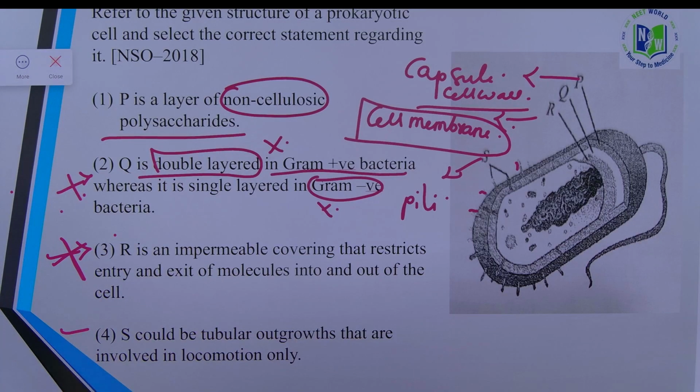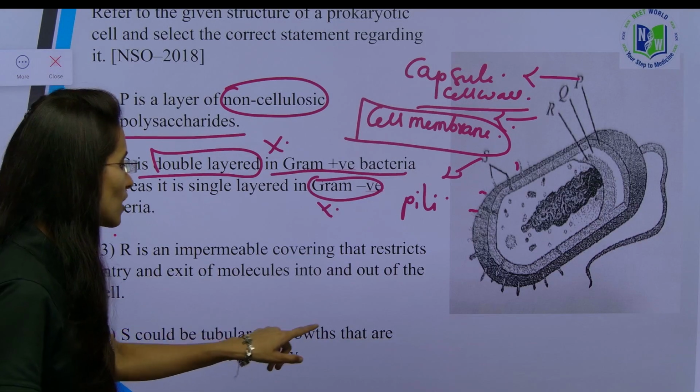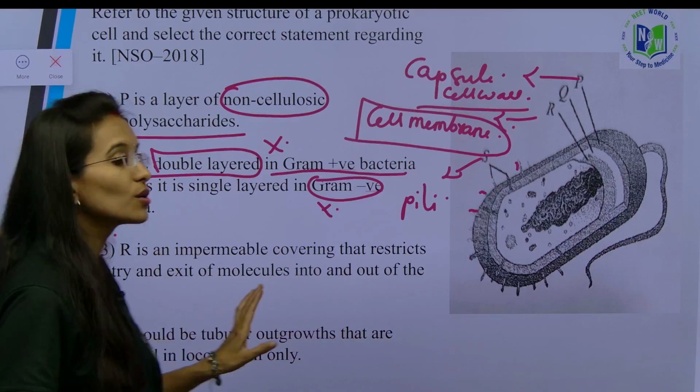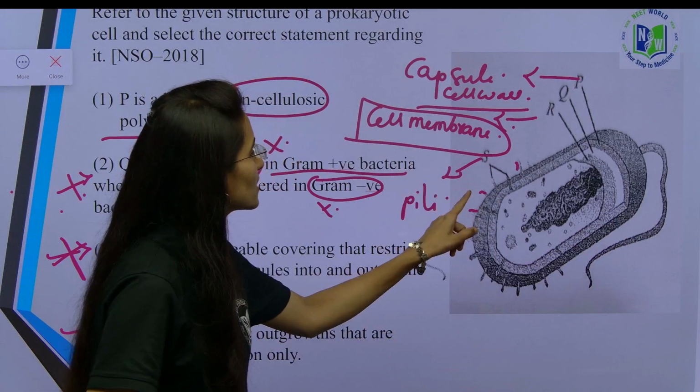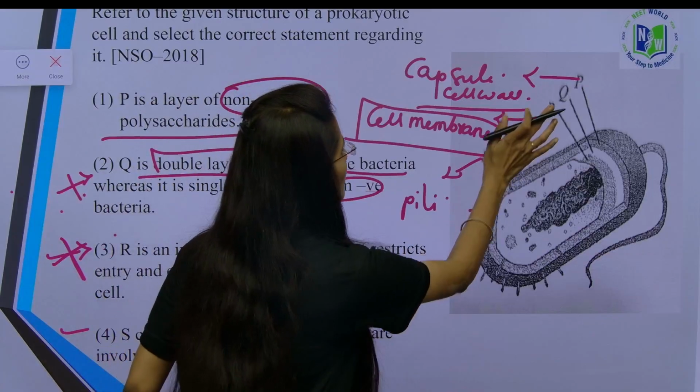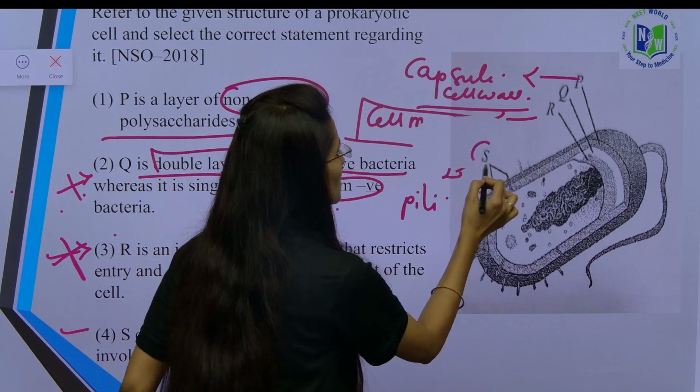And next, coming towards option 4, S could be tubular outgrowths that are involved in locomotion only. What is S given here? Can you see here? See here, yes, outgrowths.